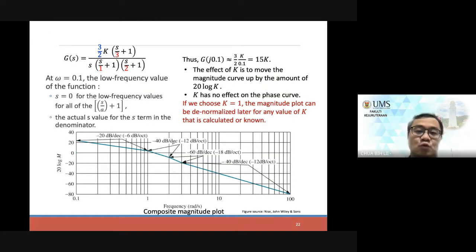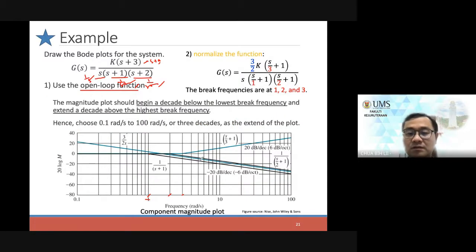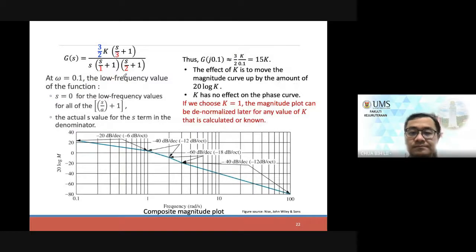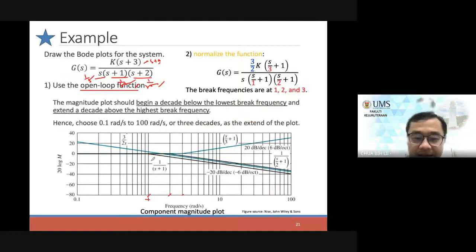So what can we do from that particular plot? Let's start from here. As we know, S plus 3, S plus 1, we start with 1 over S plus 1, the lowest one. We draw a straight line, then go downwards, so that represents the effect of this. Then for the second one, again a straight line until 2, which means 1 over S plus 2, and then again go downwards.